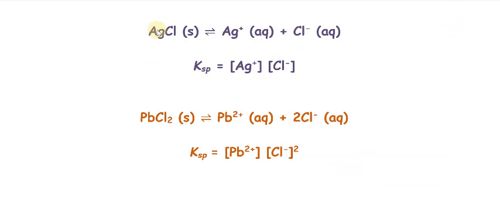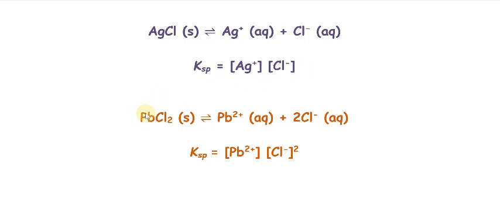Consider this reaction: AgCl solid in equilibrium with Ag+ ion and Cl- ion. Because AgCl is a solid, its concentration before and after the reaction is the same, so it is constant. So the Ksp expression is equal to the concentration of Ag+ times the concentration of Cl-.